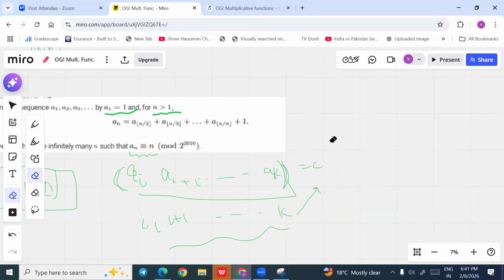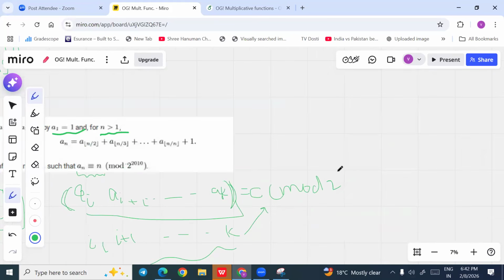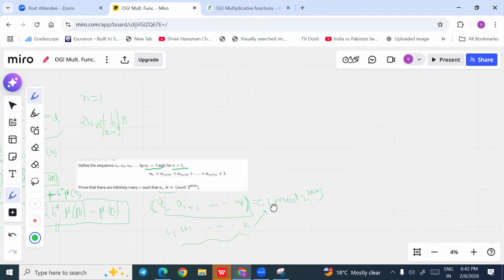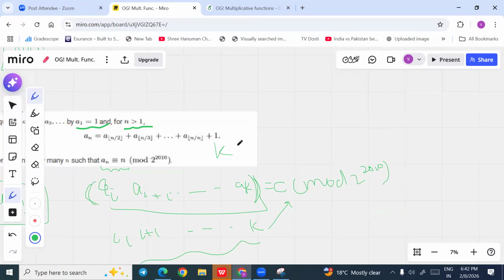No, you have to choose C as very, very large. No, not C as very, very large. I mean, C is the common value that it is mod 2 to the 2010. So K is very, very large, like K is very large. So you don't have to worry about the shortness of the numbers.